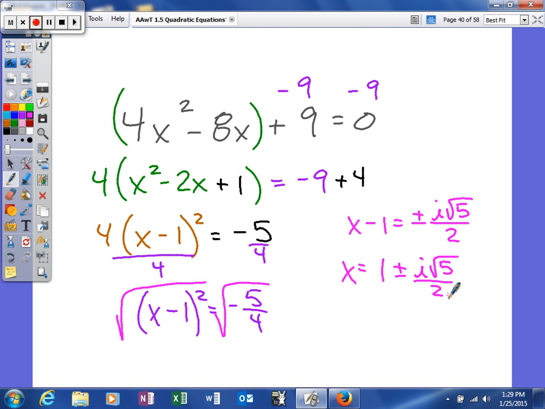Now, you could see it many different ways. You could actually see it written with a common denominator and stuff like that. But in terms of you working your problem, I'm okay with your answer looking something like that. All right, there's another example of completing the square.